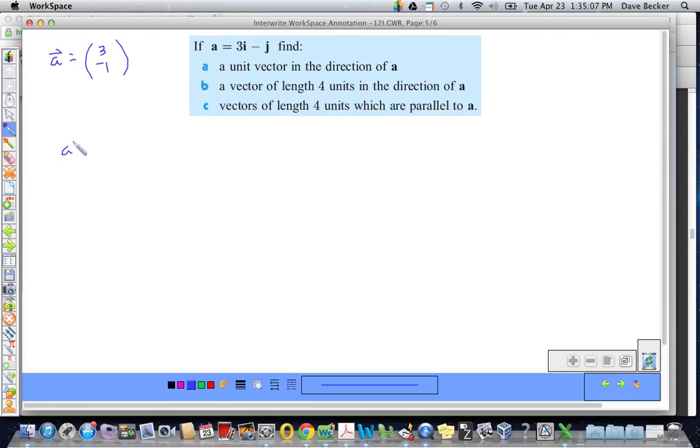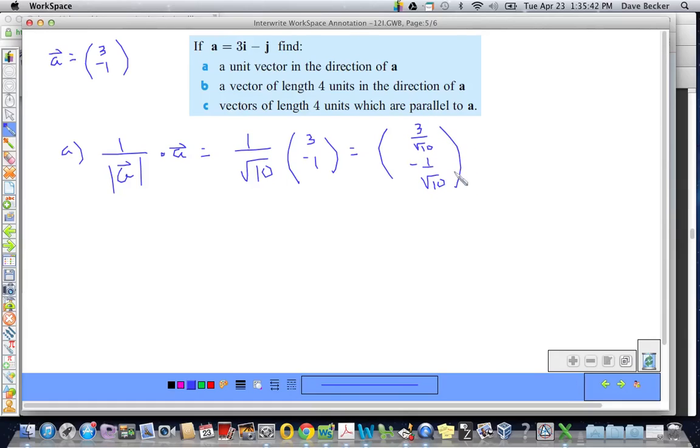So remember, to find a unit vector in the direction of a, I take 1 over the magnitude of a times a. So that would be 1 over the square root of 3 squared plus negative 1 squared, which is the square root of 10. And I'm going to multiply that by the vector a, which is 3, negative 1. So that would be 3 over root 10, negative 1 over root 10.